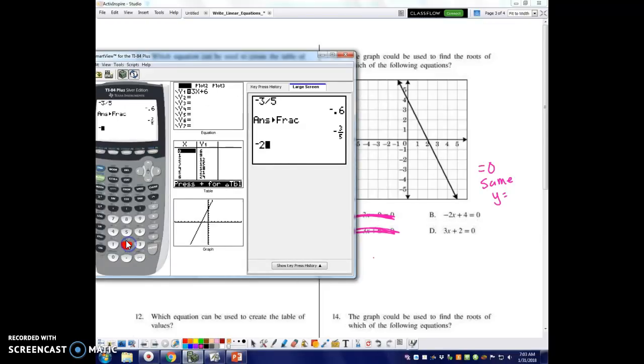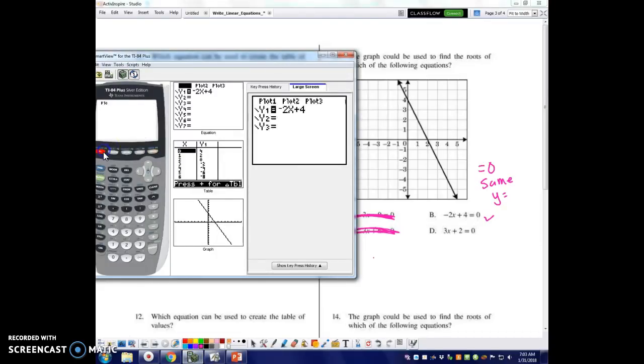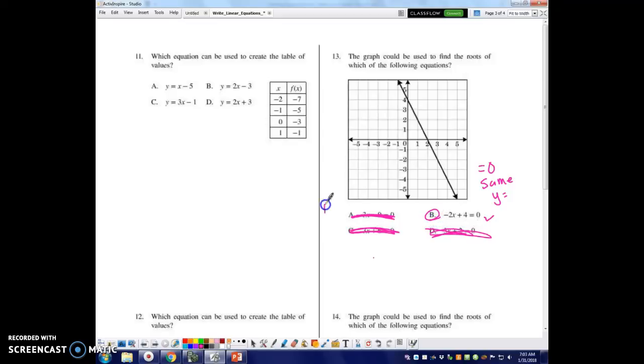All right, B. Negative 2x plus 4. That's possible. Okay, so I like that one. Okay, then D. Y equals 3x plus 2. No, not at all. So the answer will be B.